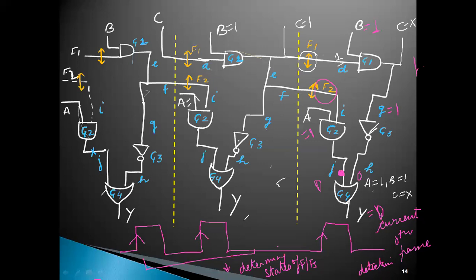So this means I am analyzing this cycle with the values A equal to 1, B equal to 1 and C equal to 1. So let's now analyze it.